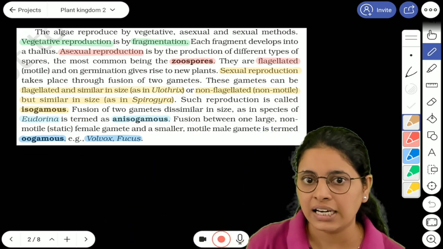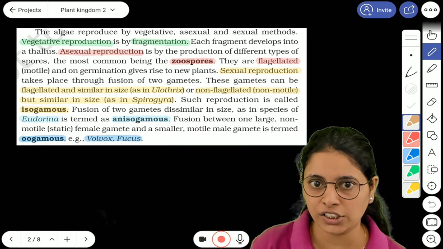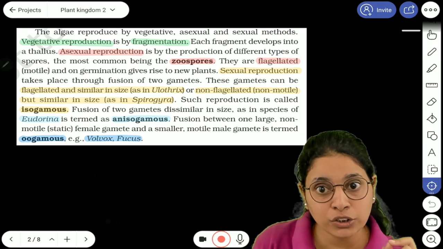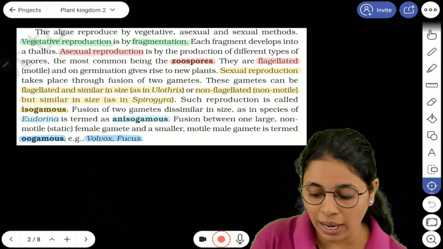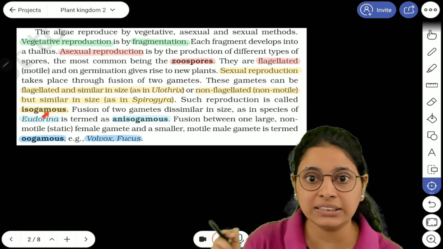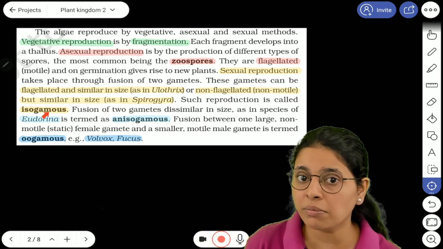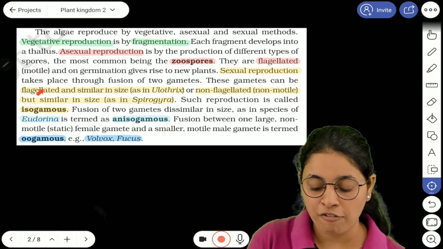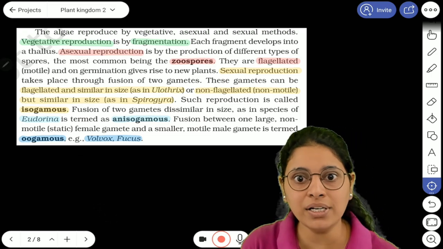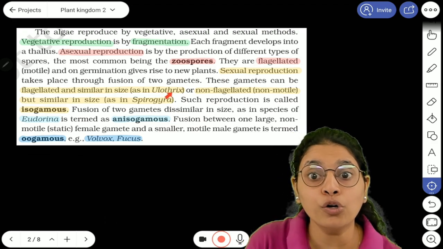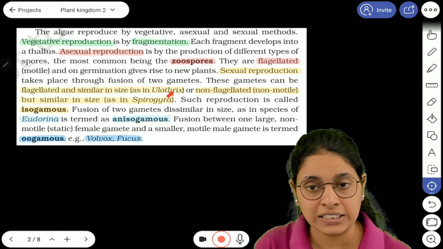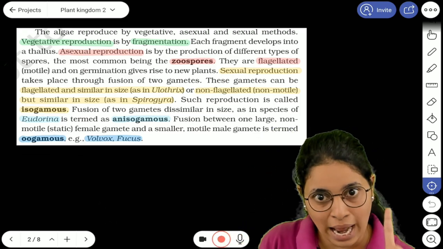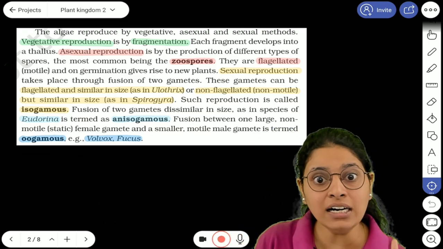Now these gametes can be flagellated or non-flagellated. Very important, an example-based question can come on this. What is the meaning of isogamous? The two gametes are similar in size. If the gametes are similar in size and flagellated, the example to remember is Ulothrix, which we studied as a filamentous alga. Yes, here the gametes are similar in size and flagellated.